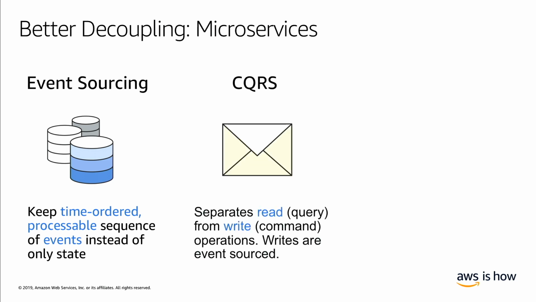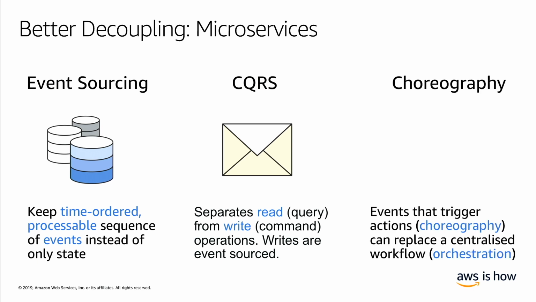The second one is called CQRS, Command Query Responsibility Segregation. Long, long word. What it means is we have commands and queries. Commands is like you write, queries is like you read, and you want to separate them because you can optimize them in different ways. So the commands, the writes, you can also use them for event sourcing. That's the purpose behind CQRS.